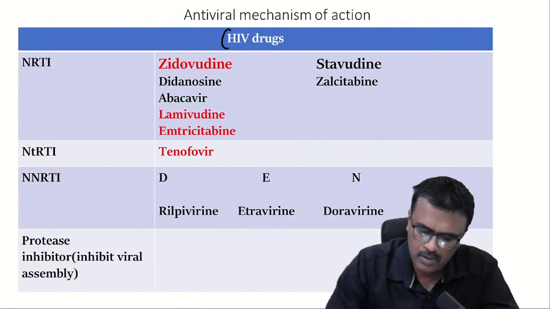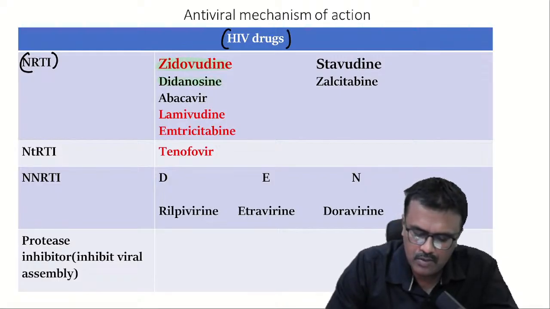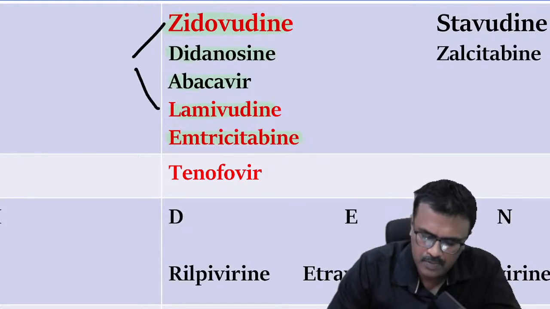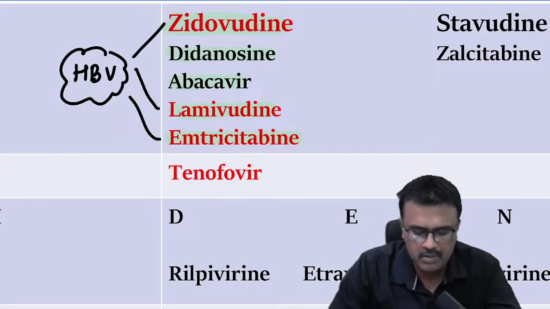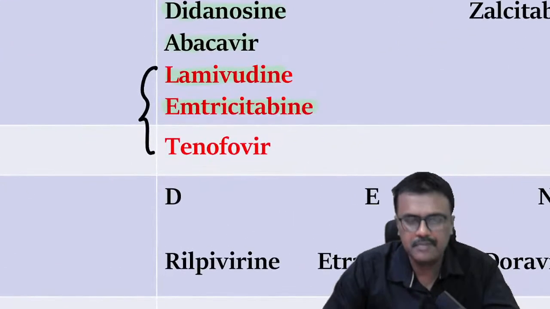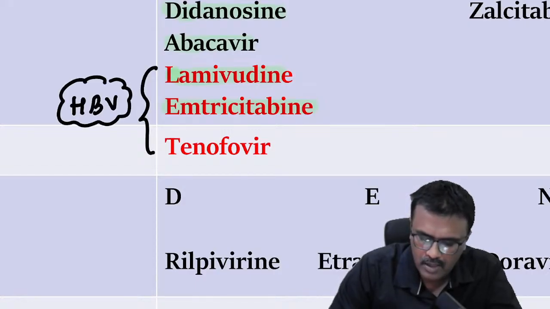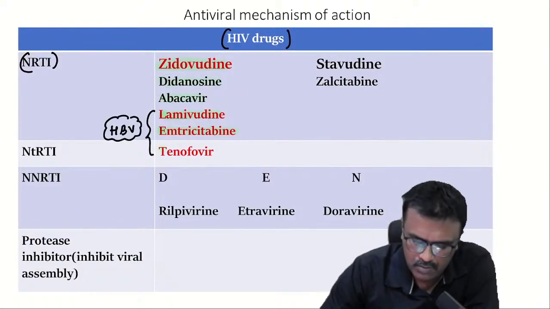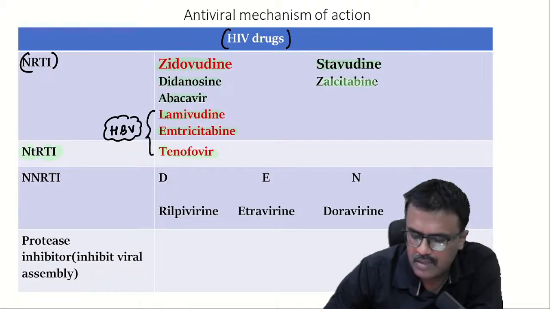Coming to the other drugs which are older, NRTI, nucleoside reverse transcriptase inhibitors. The first HIV drug zidovudine, didanosine, abacavir, lamivudine, emtricitabine. Now I mark these 3 drugs in red. What is the specialty of marking these three in red? These three are also useful for managing hepatitis B virus. Not that, these three: LET, LET, lamivudine, emtricitabine, tenofovir. Remember the mnemonic LET. They are also used for managing hepatitis B. Tenofovir is also called NtRTI, nucleotide reverse transcriptase inhibitor. The other drugs are stavudine and zalcitabine.